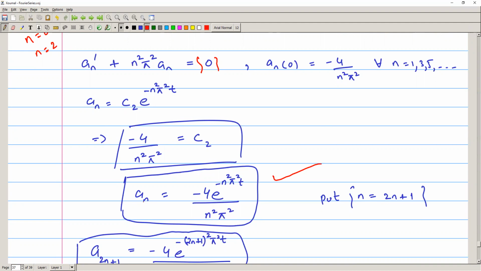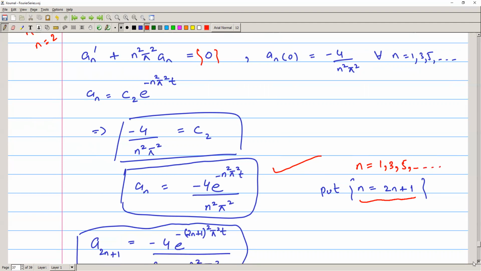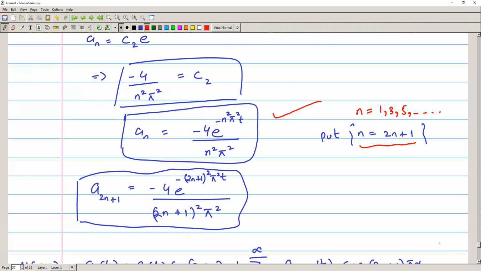All right, so now we are going to plug in n equal to 2n plus 1, because here also we are dealing with the odd numbers, right? That's why we are using 2n plus 1. So a2n plus 1 is equal to negative 4 e to the power negative (2n plus 1) squared pi squared t over (2n plus 1) squared pi squared.